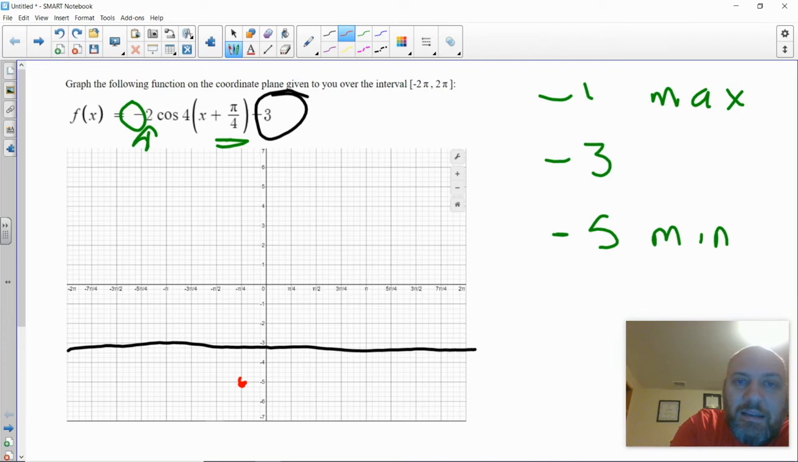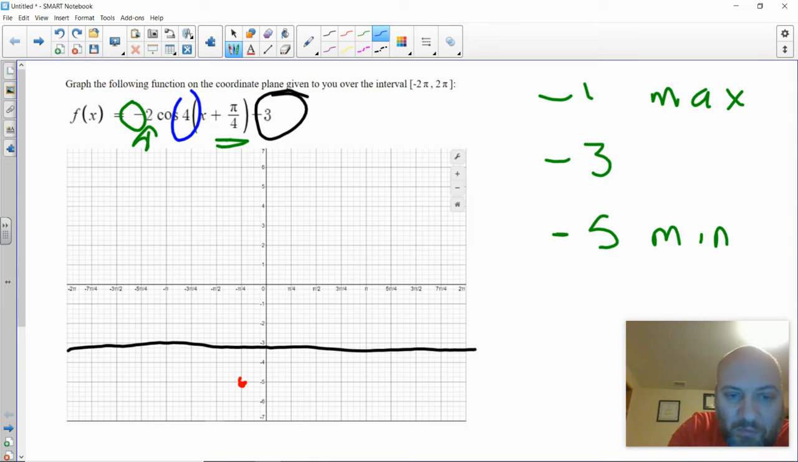The last thing I need to consider is this 4 out front here, and that is my frequency. We can look at that two ways. We can say there have to be 4 cosine curves between a distance of 2 pi, or from -pi/4 to 7 pi/4. There have to be 4 cosine curves in there. Or I can do 2 pi divided by 4, which is pi/2, and that is the distance of 1 cosine curve.